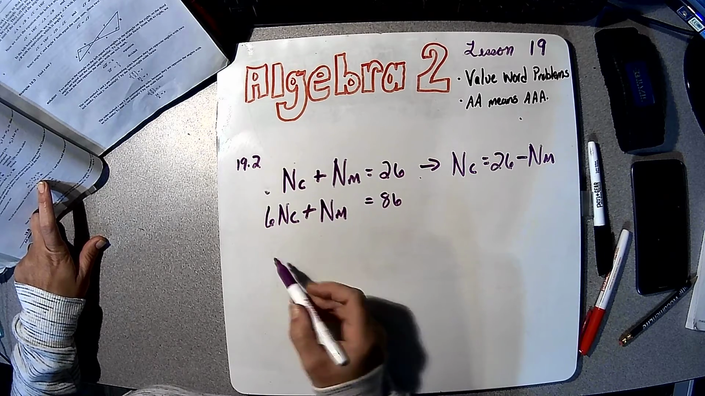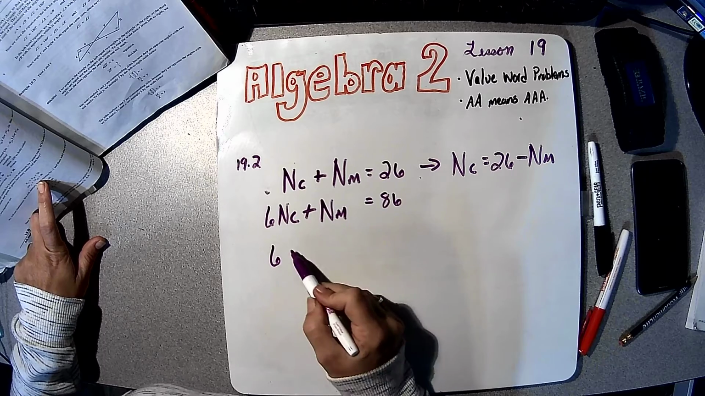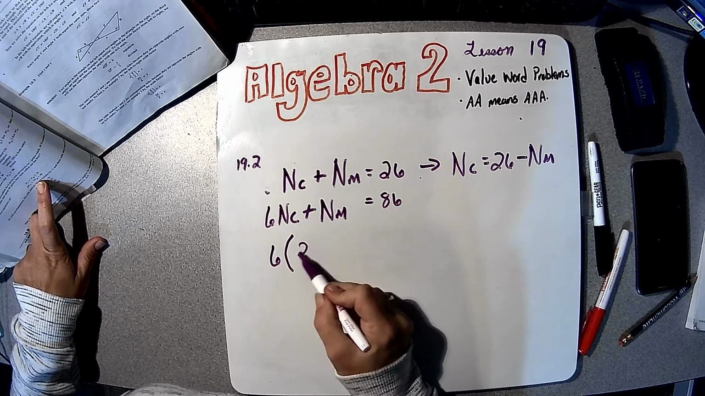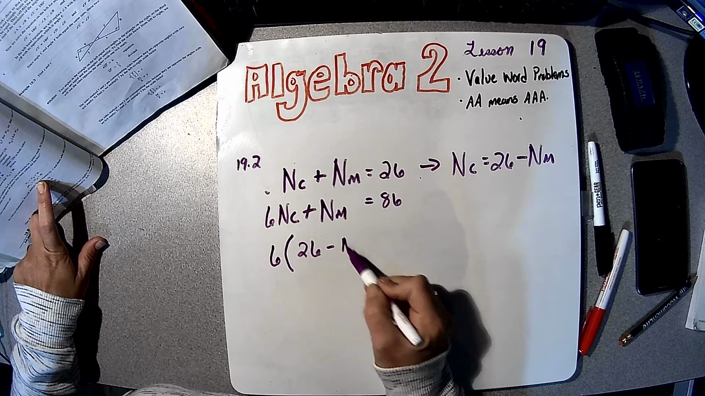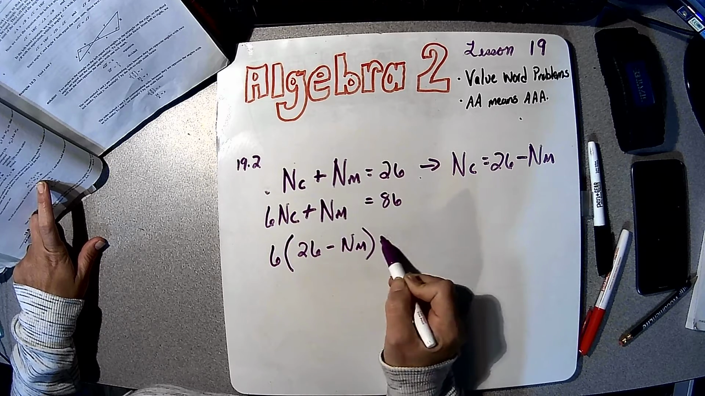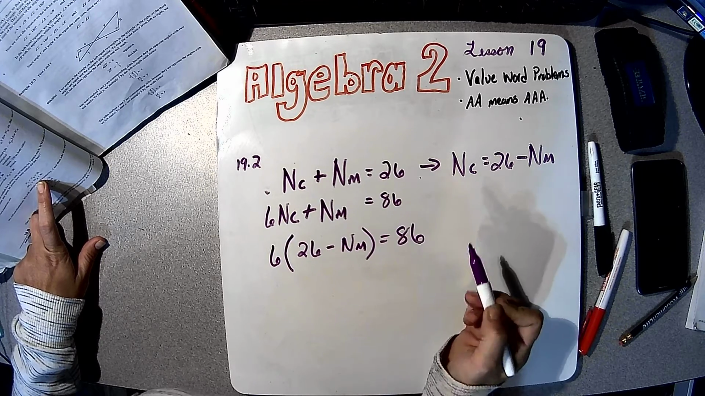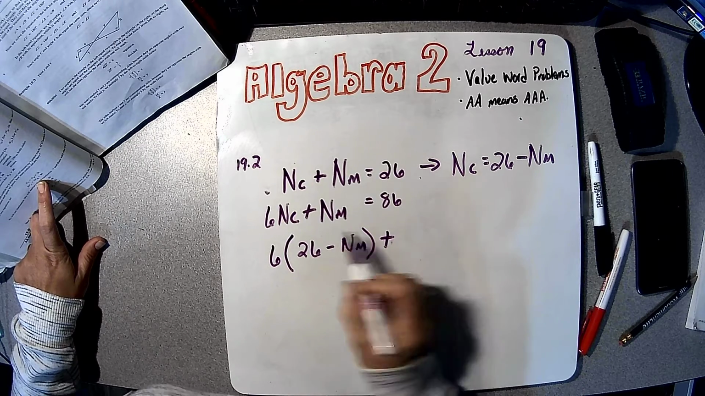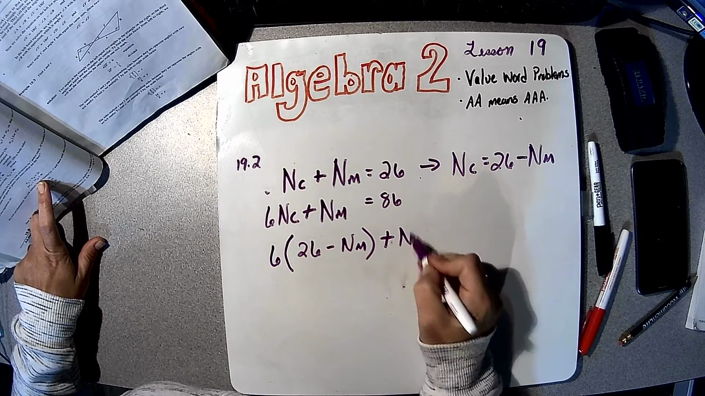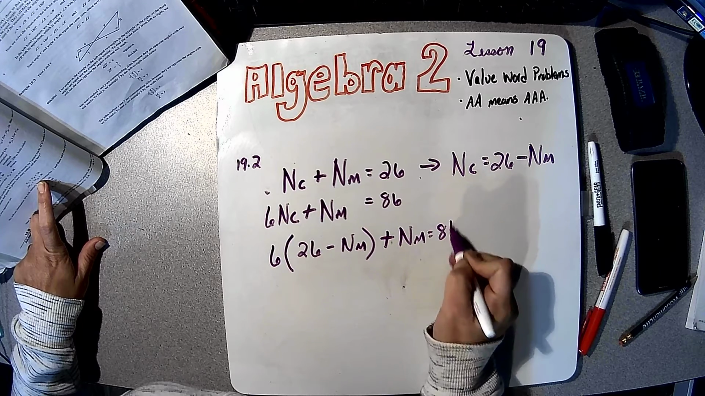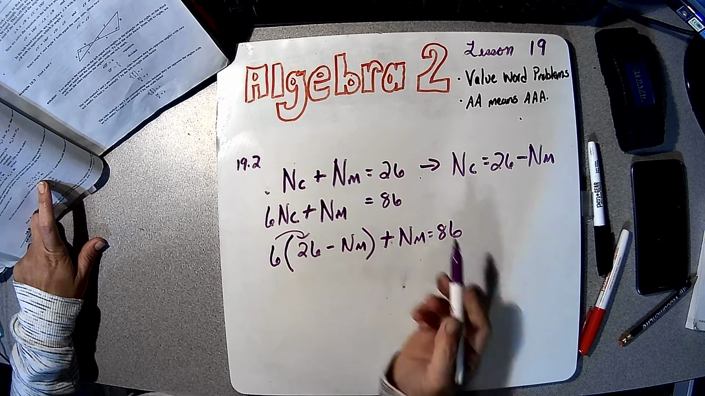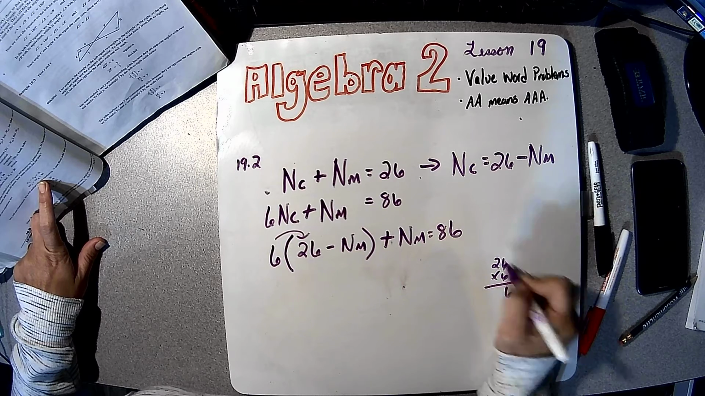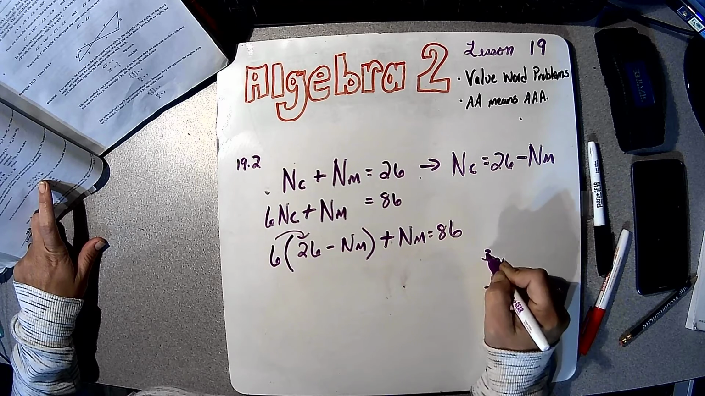All right, so then I'm going to say 6 times the number of codfish, which is my value right here. So 26 minus number of mussels equals 86. Oh, whoops, forgot a step. Plus, forgot that part, the number of mussels equals 86. There we go. Now we're going to do this. So 26 times 6. 6 times 2 is 12, 13, 14, 15.